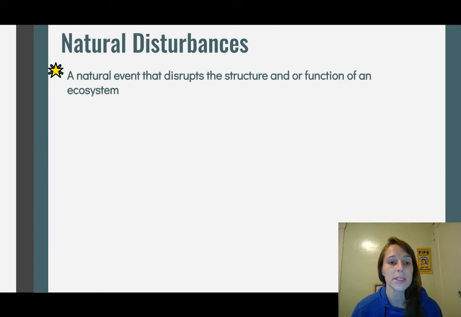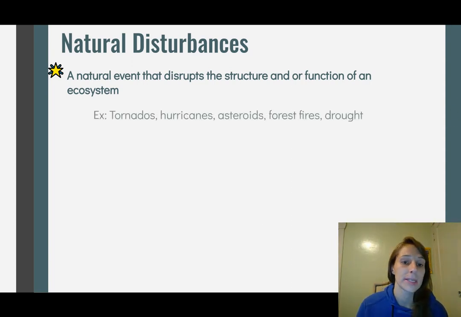Now, a natural disturbance is going to be a natural event that disrupts the structure and/or function of an ecosystem. So the main part here is it's a natural event. So it is not human caused. Some examples of these could be tornadoes, hurricanes, asteroids, like the one that took out the dinosaurs, forest fires, droughts, things like that.